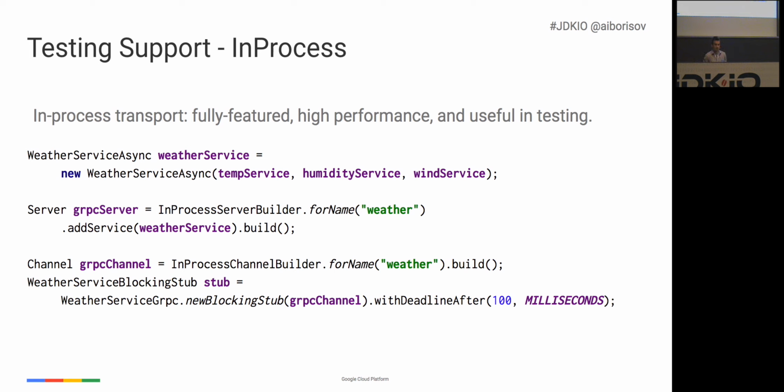And one of the most interesting and useful tools for testing in gRPC is the InProcess transport. It's a fully functional transport with all the features, but it doesn't create a real network connection.